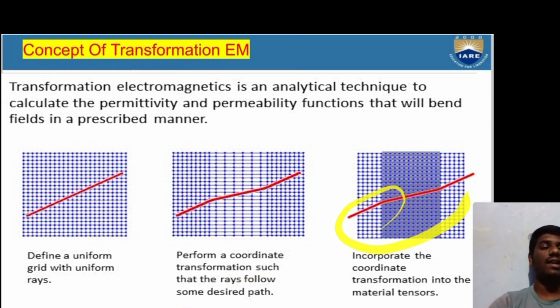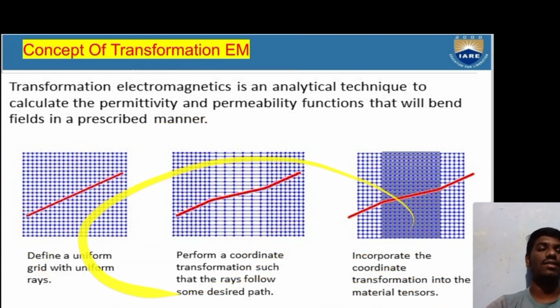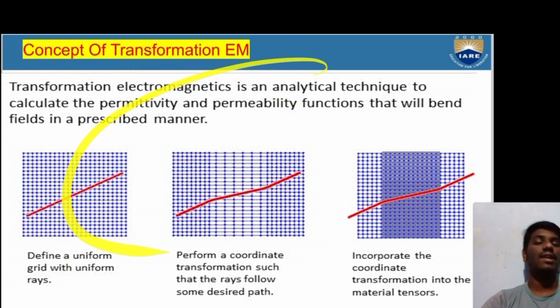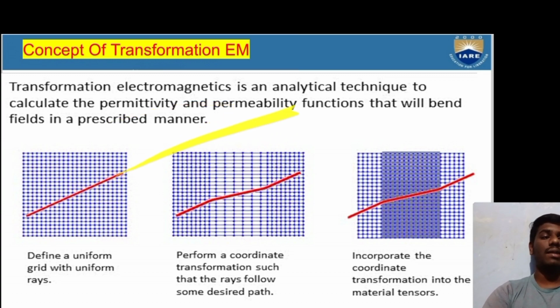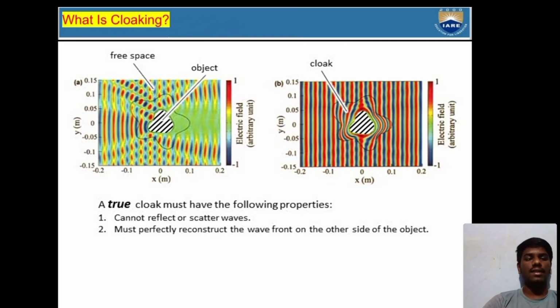In the third graph, it describes that we incorporate the coordinate transformation into the material tensors. These three graphs demonstrate the concept of transformation electromagnetics, with which we calculate the permittivity and permeability functions. Here in this slide we are going to discuss what is cloaking.